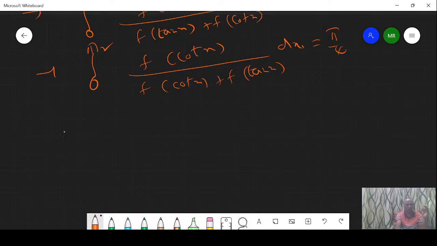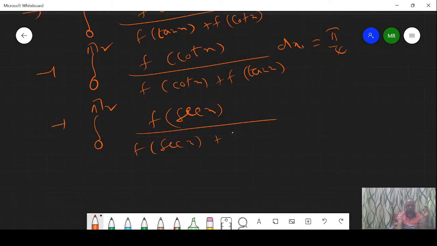Even for the secant and cosecant combination, integral 0 to pi by 2 of f of secant x by f of secant x plus f of cosecant x dx, the answer is pi by 4. The example is not required, you can understand this. These are all standard problems, right? Directly you can write this.